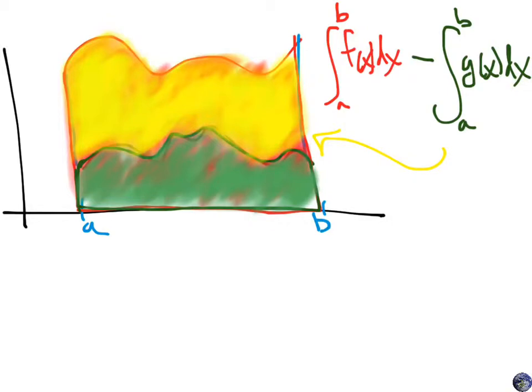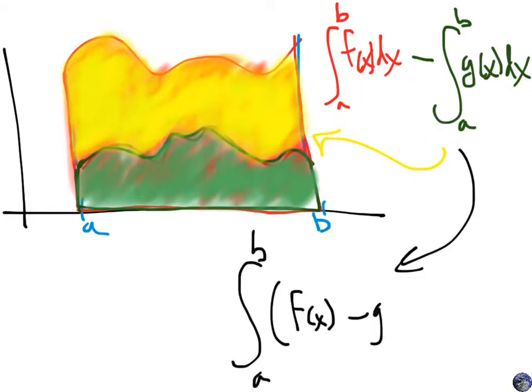Observe, though, that this way of expressing it is actually the same as what we observed before, because by one of the properties of integrals, we can put that together into one single integral and say it's just the integral from a to b of f of x minus g of x dx.